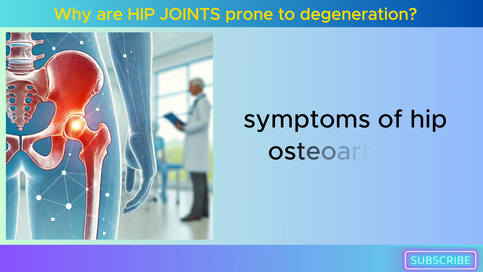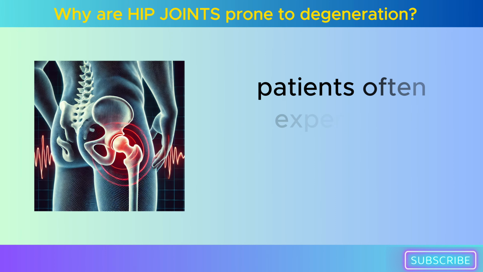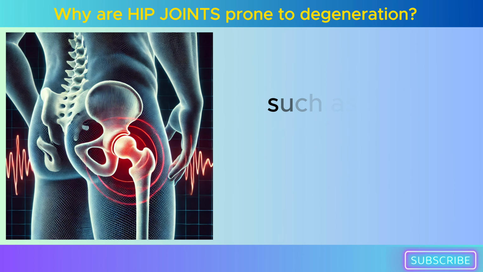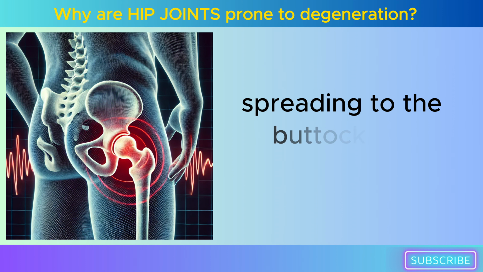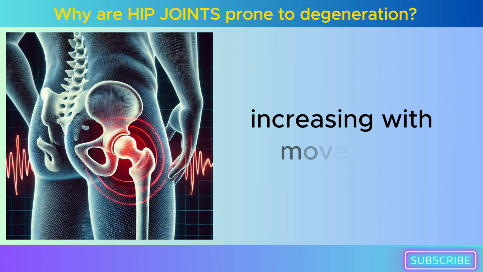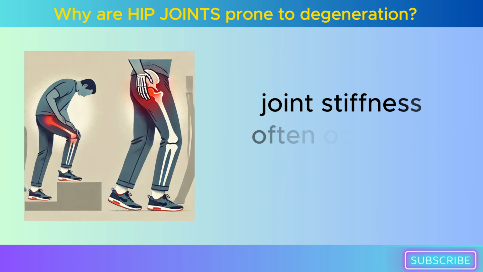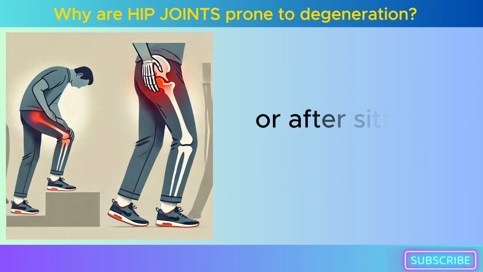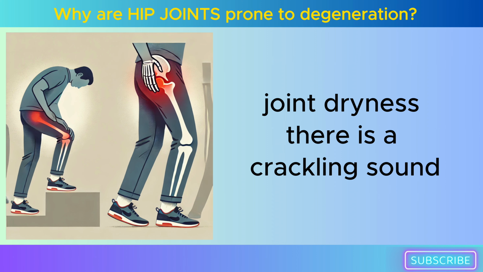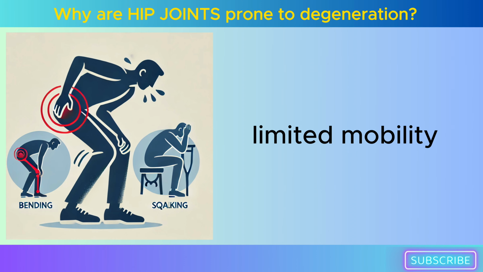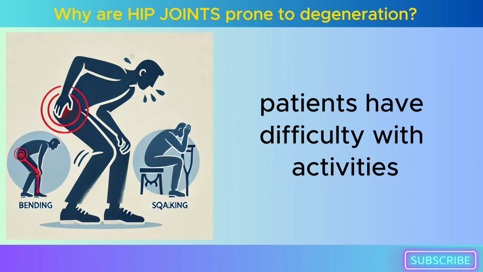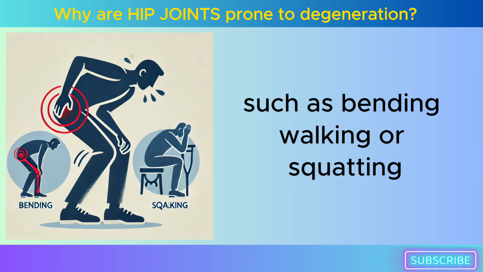Symptoms of hip osteoarthritis. Patients often experience common symptoms such as pain, starting from the groin area, spreading to the buttocks or thighs, increasing with movement. Joint stiffness, often occurring in the morning or after sitting for a long time. Joint dryness, with a crackling sound or a grinding sensation when moving. Limited mobility, with difficulty in activities such as bending, walking, or squatting.